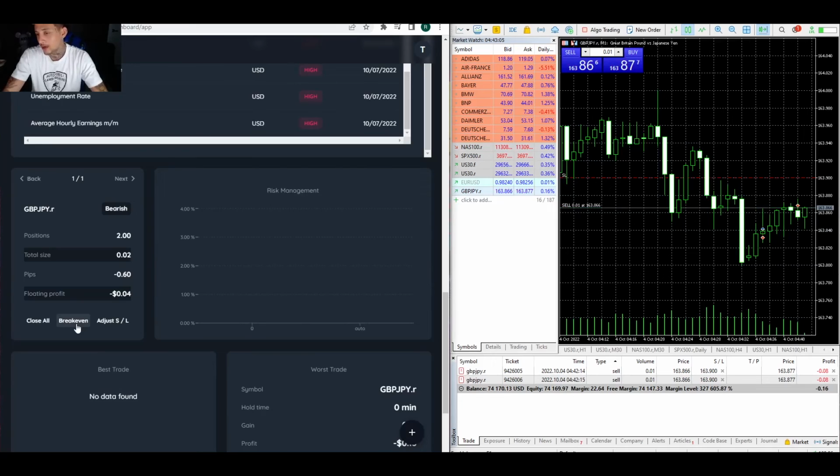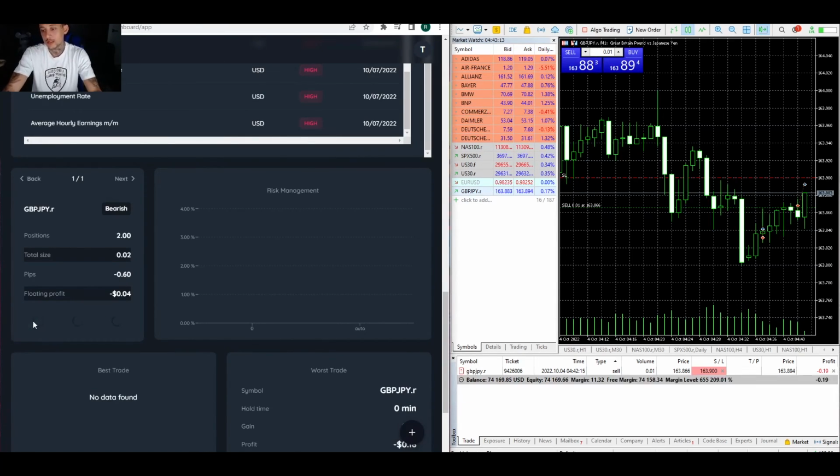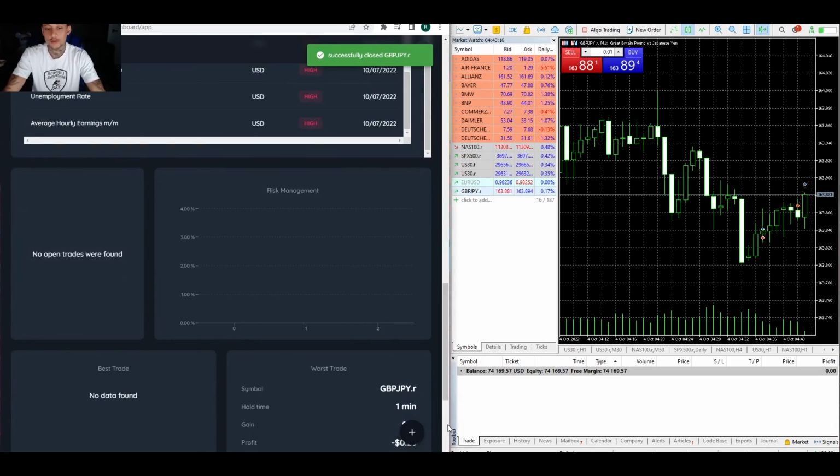Now, let's say I was about to move my stops to break even, but clearly I'm not right on this specific position. But let's say price is moving too crazy, I want to close my position. All I have to do is simply click close all, and it'll close all of my trades, right?